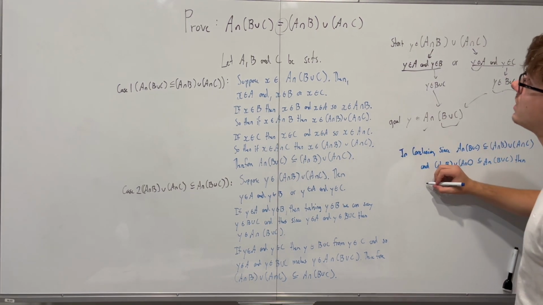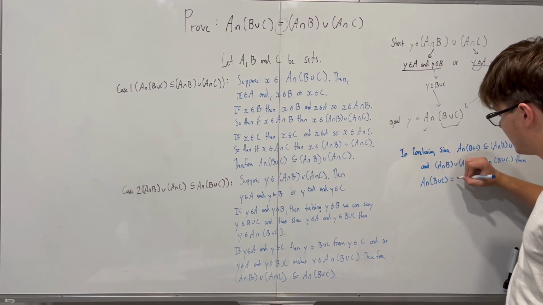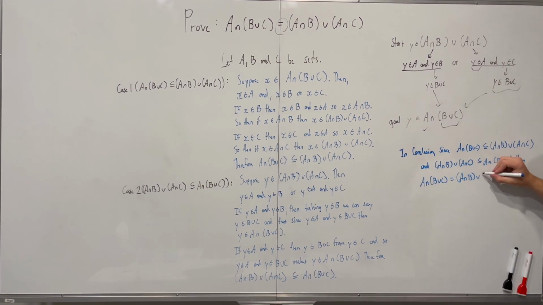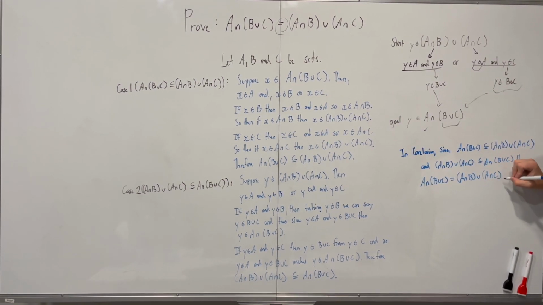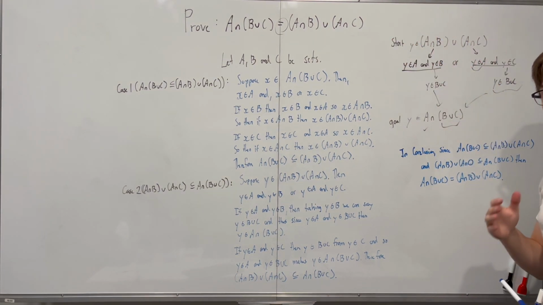There we go. Then we can say A intersect with open bracket B union C close bracket is equal to open bracket A intersect with B close bracket union open bracket A intersect with C close bracket. So there we go. We have shown that this statement is in fact going to be true.